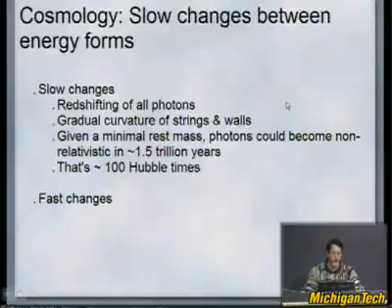It's possible for energy forms to change. For instance, if you were moving with your friends very fast as the universe expands, you would go from being radiation to being matter because you would eventually slow down as the universe expands.